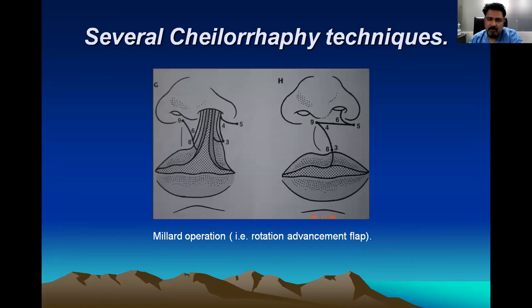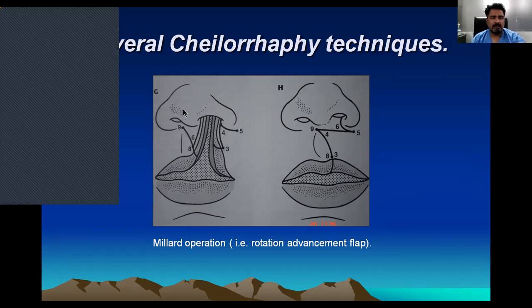Then the most popular one is the Millard operation or Millard rotational technique. So as you can see, this is point 5 and this is point 9. So there is a rotation of the flap.